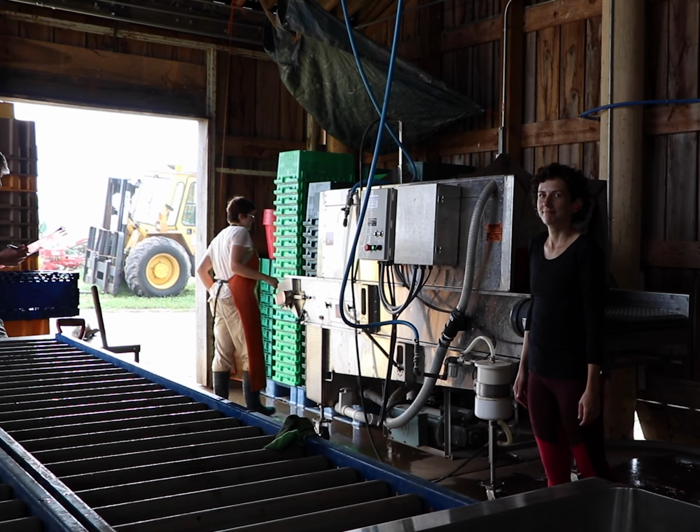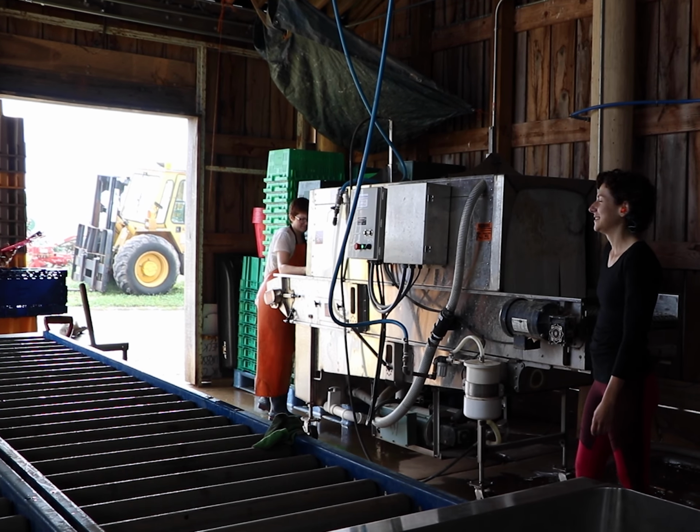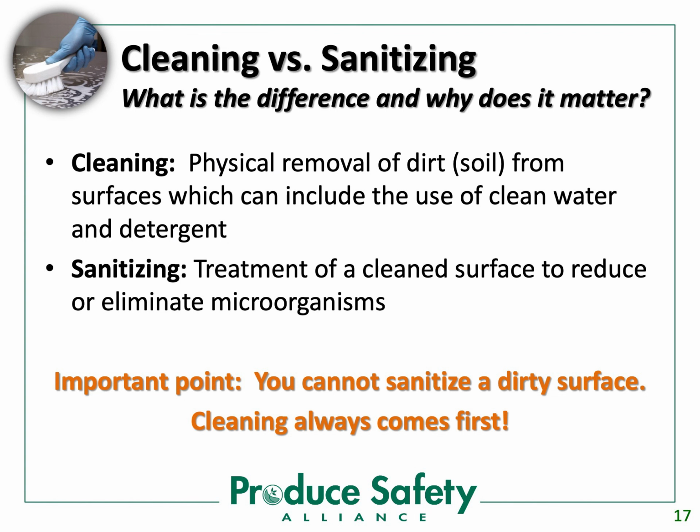Cleaning and sanitizing are critical to reducing food safety risks and preventing cross-contamination. Cleaning is the physical removal of dirt or soil from a surface, and may include the use of clean water and detergent. Sanitizing is the treatment of a clean surface to reduce or eliminate microorganisms. It's important to remember that cleaning must come first because you cannot sanitize a dirty surface.